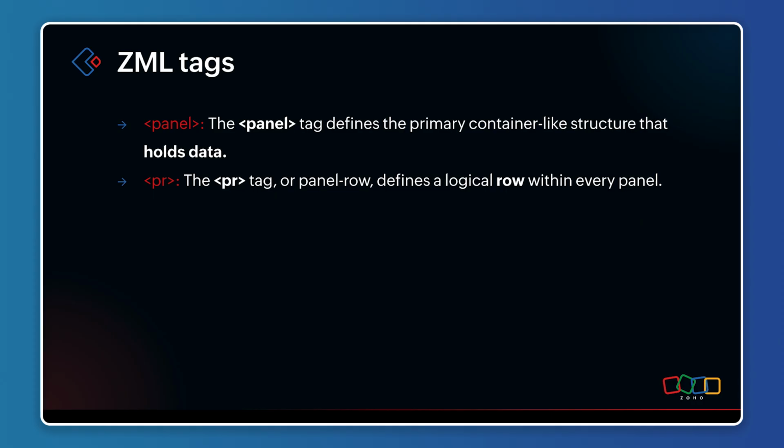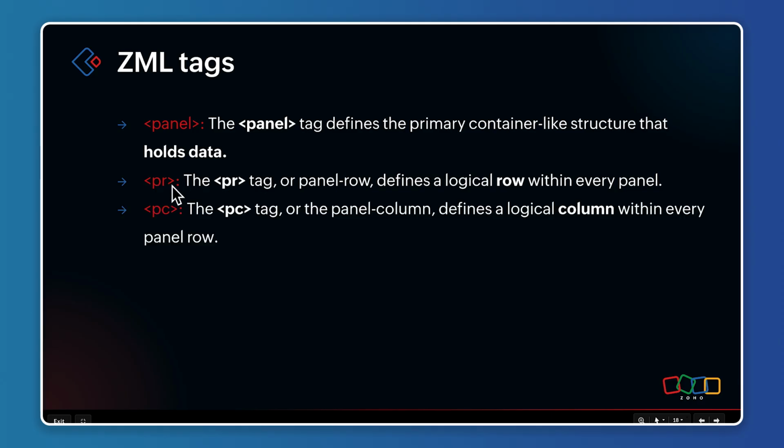So that is something which will happen with the help of the PR tag. And then we have the PC tag. This PC tag is nothing but the panel column, where you will be defining a logical column within every panel row that you create. Each and every panel row will have different columns, right? So you will be creating the different columns.